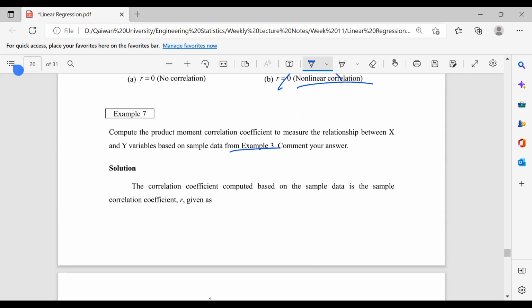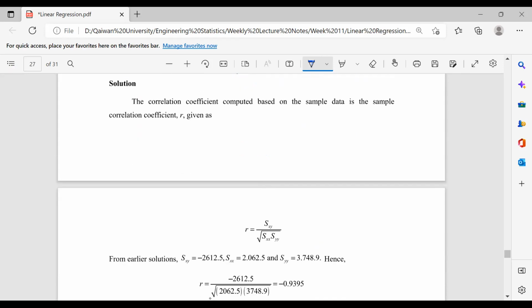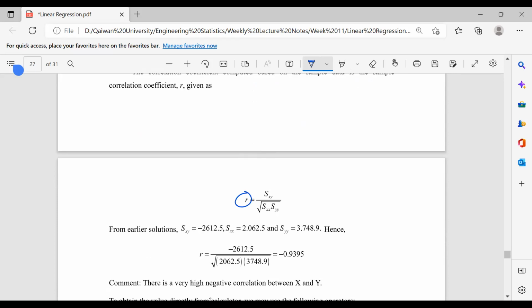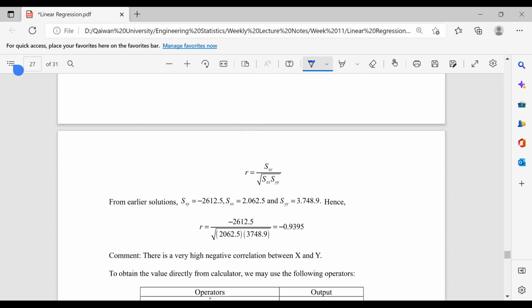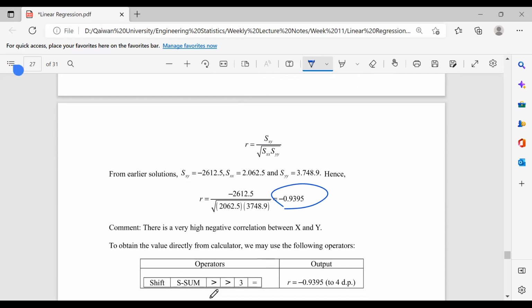In example 3, it says find the correlation. Here we find R. We already found S sub xy, S sub xx, and S sub yy. We just plug in the values of S sub xx, S sub yy, and S sub xy here to get the result. So the result is minus 0.9395. This is the correlation for the given data in example 3.